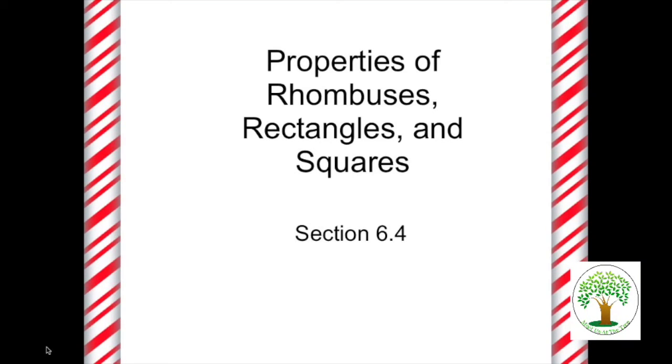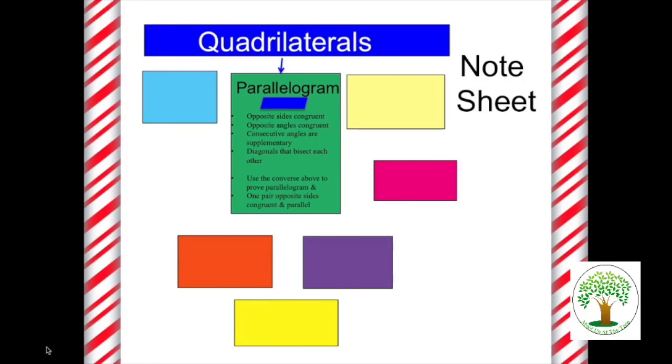Properties of rhombuses, rectangles, and squares. 6.4. If you'll get those little note sheets out that we started, they had a bunch of rectangles all over them. They look like this, actually. Just a little review of what we did so far, and then we're going to add to it, so you can get your pencil out.